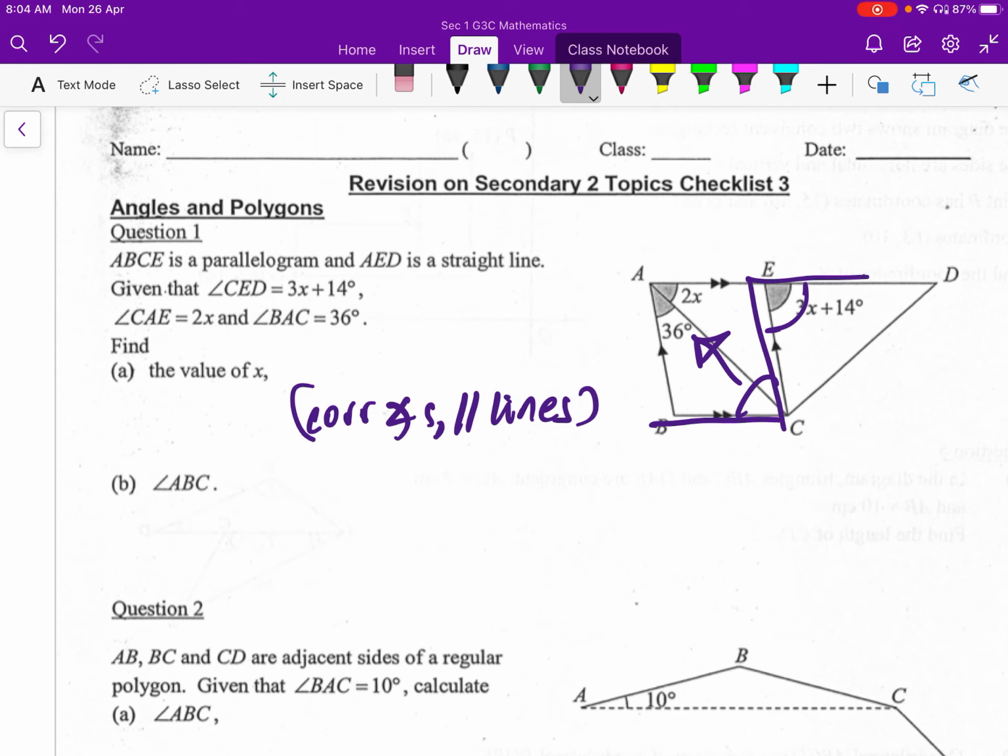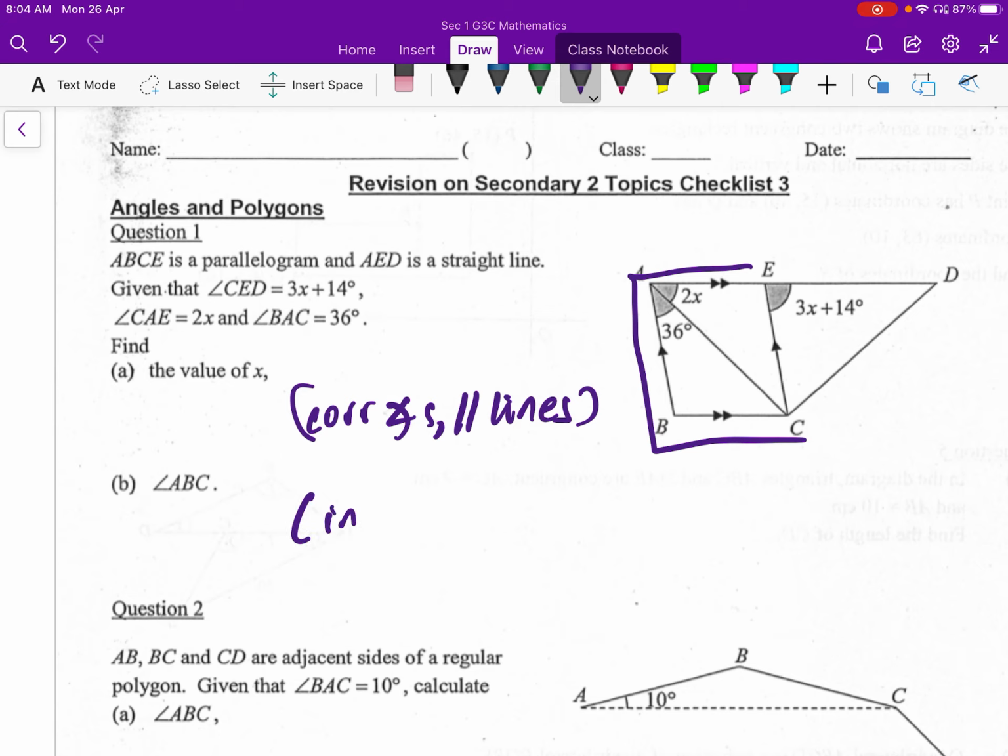Okay, then next one for triangle A, for angle ABC, you should be using interior angles, parallel lines after you have found the value of x. So the reason: interior angles, parallel lines.